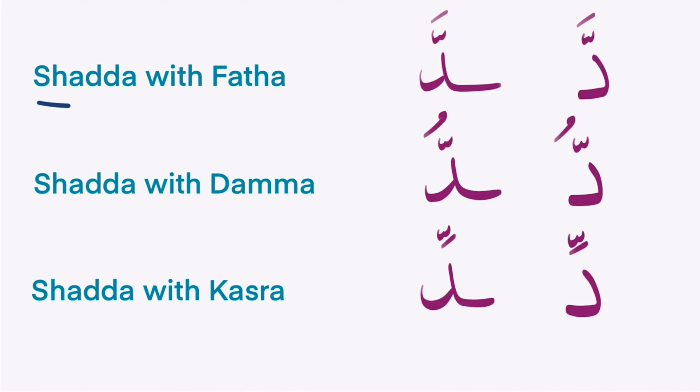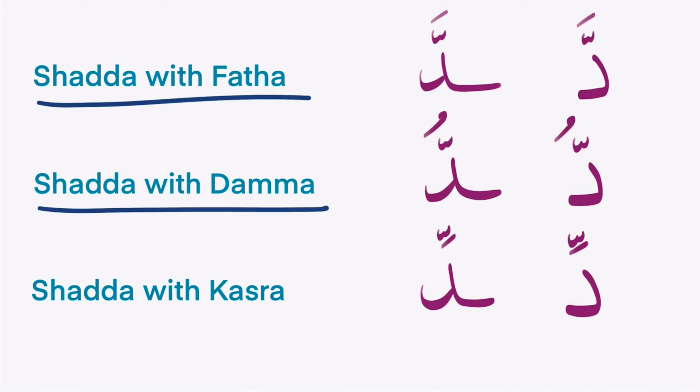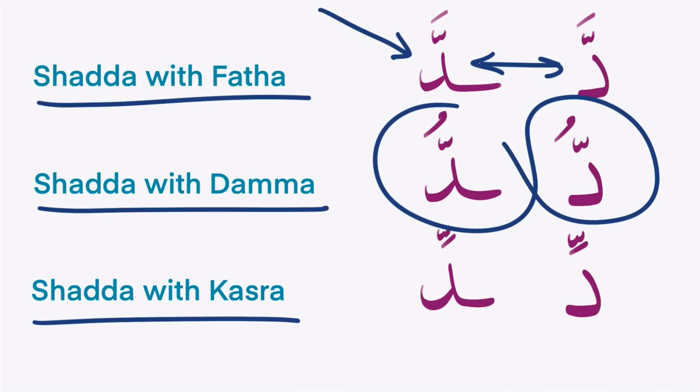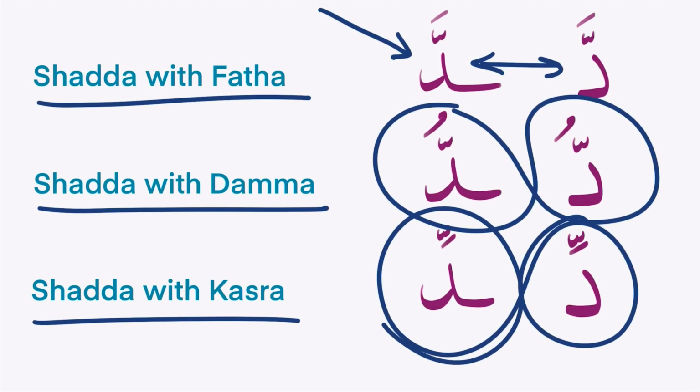Okay, shadda with fatha, shadda with dhamma, shadda with kasra. How do you pronounce these two? Da, da. How about the shadda with dhamma? Iddu, iddu. How about the shadda with kasra? Iddi, iddi. Pause the video, practice on your own. Let's practice together.